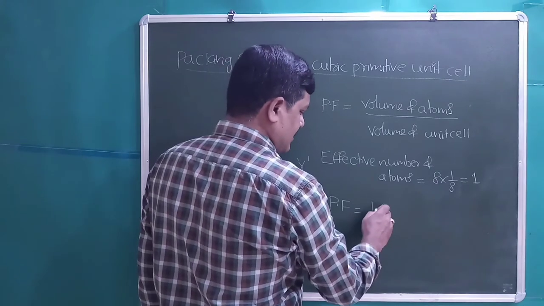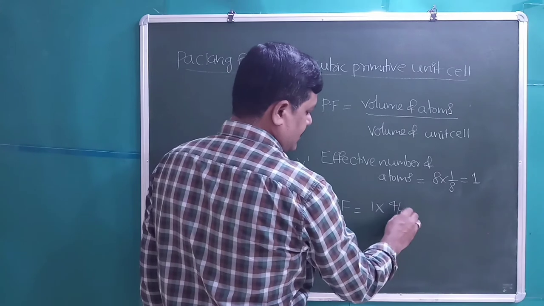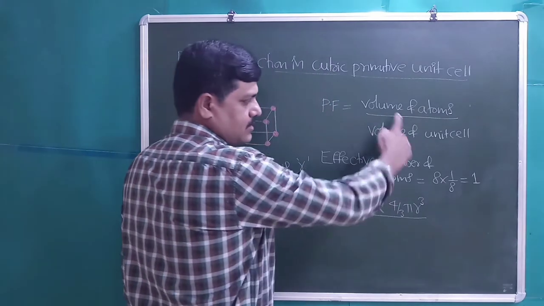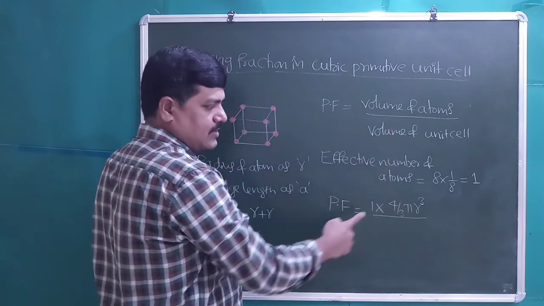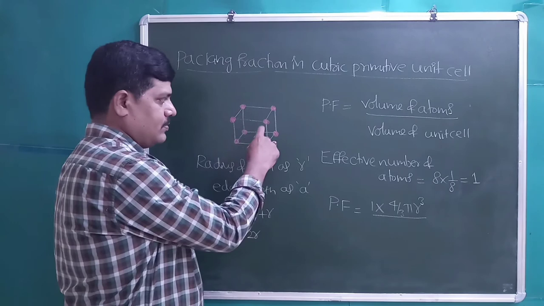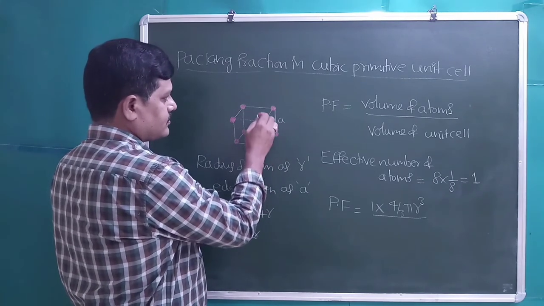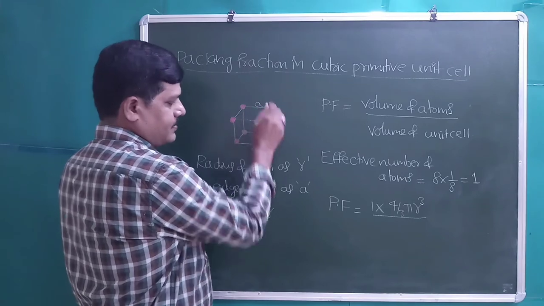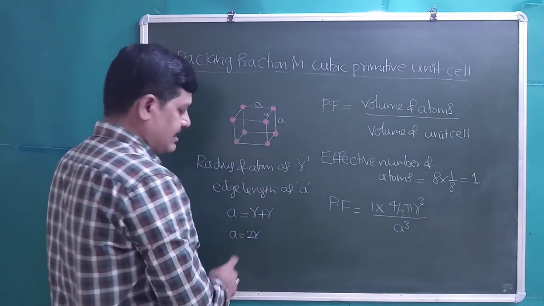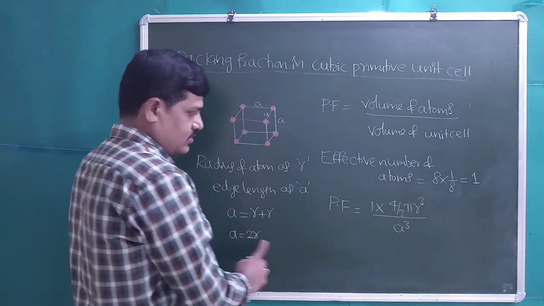So packing fraction is equal to 1 multiplied by the volume of the sphere, formula 4 by 3 pi r cube, divided by the volume of the unit cell, the volume of the cube with the edge length of a. The volume of the cube is a cube, right? Let us substitute a cube in terms of r. a is equal to 2r.